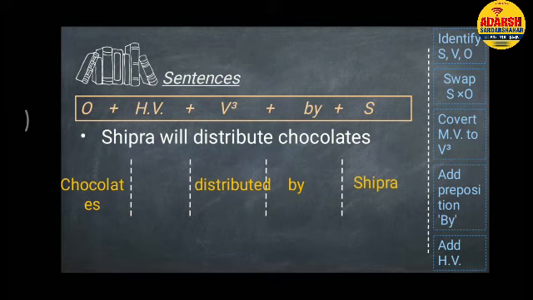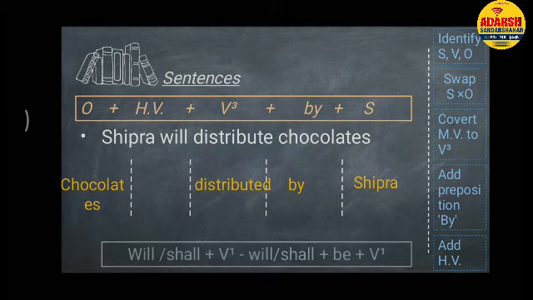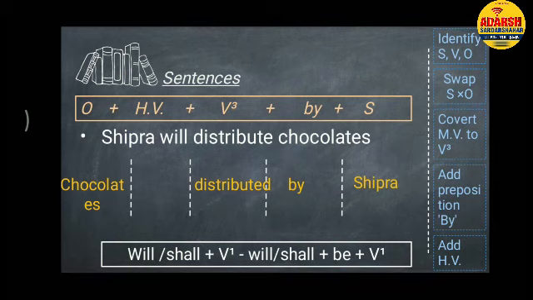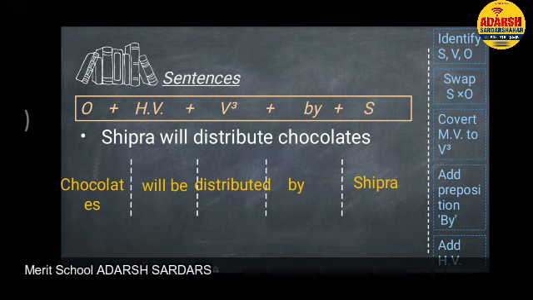Okay, now add the helping verb. So let's recall our helping verbs. Will, shall plus the verb's first form in active, and this you can see here in our active sentence, Shipra will distribute. Now in passive it is will, shall plus be plus the verb's first form. According to our subject, we're going to use will be here.